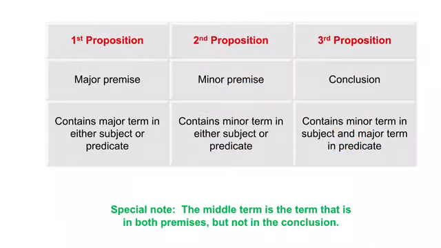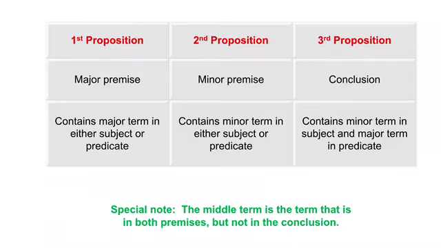And as you know, I'm a chart kind of guy. I think this stuff fits into charts and maybe it's a little bit easier to remember. So we've got a chart here, and we've got three columns. Right? So in a syllogism, we've got three propositions. The first proposition, second, and third. First proposition is called the major premise. It contains the major term, which will be in either its subject or its predicate.